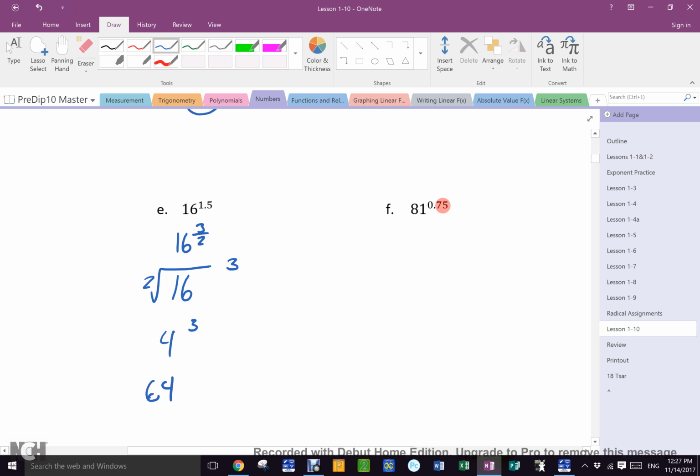What's that? 75 over 100? Sure, let's do 75 over 100. So now I need the 100th root of 81. Oh, crap. 3 times 3 times 3 times 3. There's not 100. I don't know what to do. So what is it really? 81 to the 3/4. 4th root of 81 cubed.